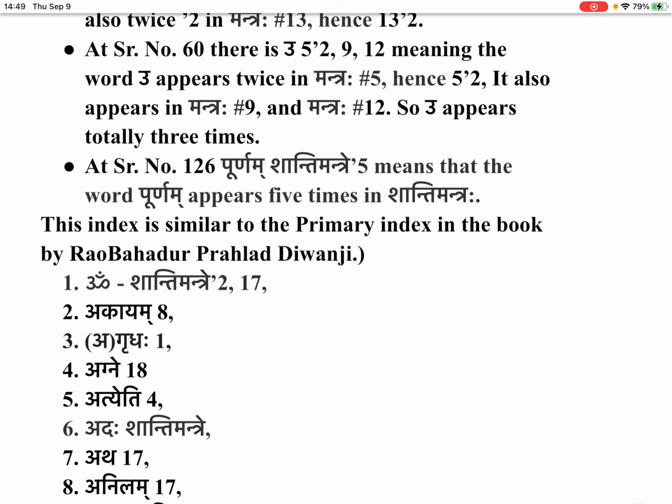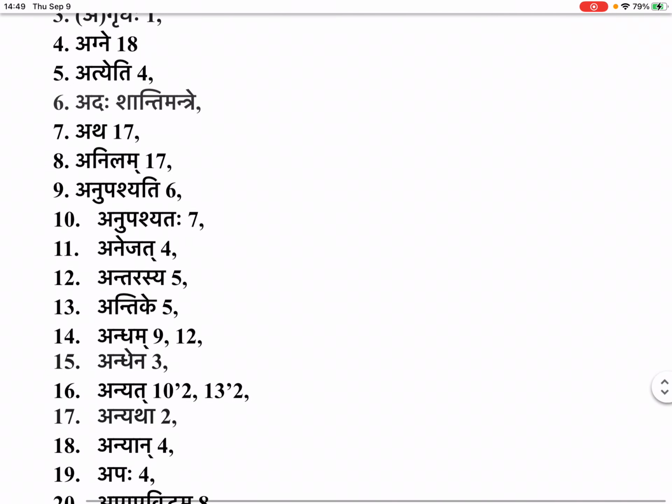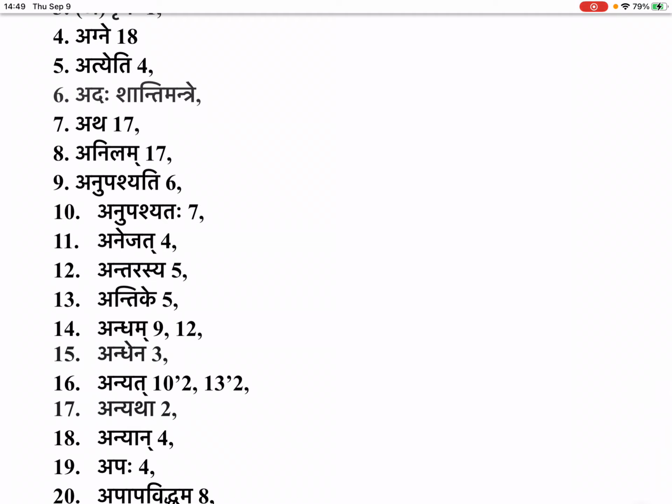May I read all of them? Let me see how much I can read. Om Shanti Mantre'2, 17. Akayam 8. Agradha 1. Agne 18. Atyeti 4. Adaha Shanti Mantre. Atha 17. Anilam 17. Anupashyati 6. Anupashyataha 7. Anejat 4. Antarasya 5. Antike 5. Andham 9, 12. Andhena 3. Anyat 10'2, 13'2.